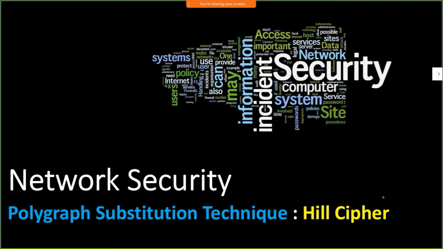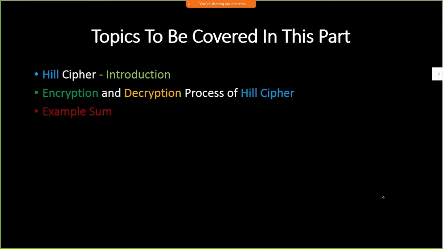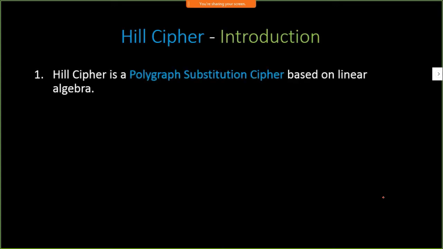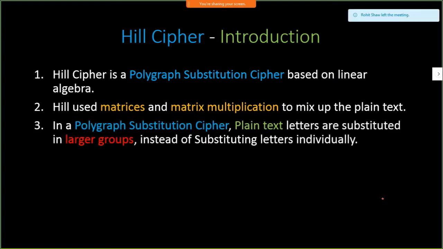Another polygraph substitution technique: the first one was the Playfair cipher, and this one is the Hill cipher. So what is the Hill cipher? Introduction, and the encryption and decryption process of the Hill cipher. Hill cipher is a polygraph substitution technique which is based on linear algebra. Hill cipher uses matrices and matrix multiplication to mix up the plain text. Here there is some mathematical calculation. In the polygraph substitution cipher, plain text letters are substituted in larger groups instead of substituting letters individually.